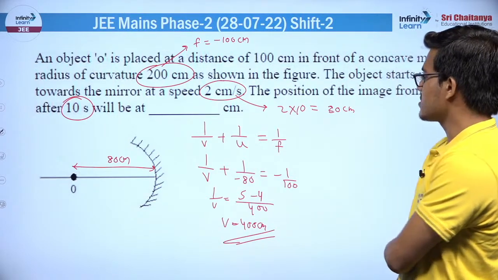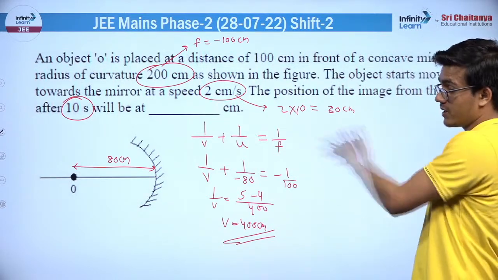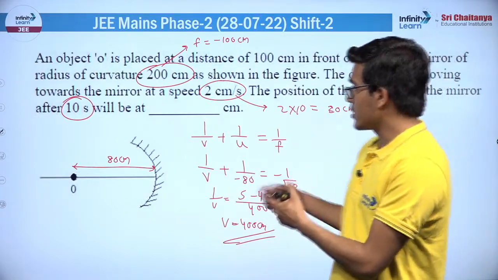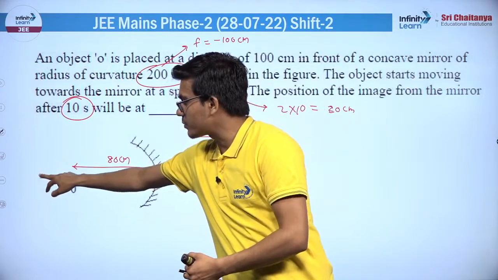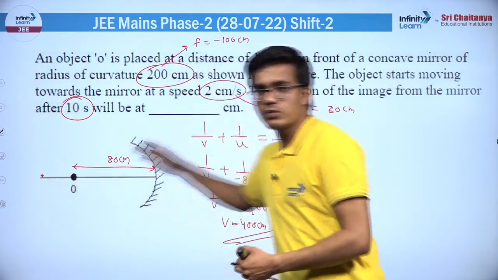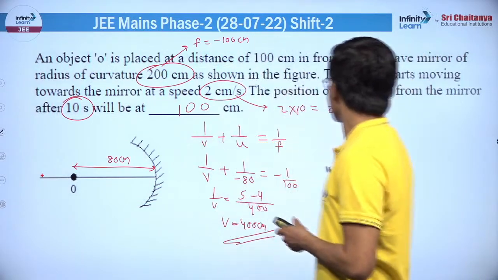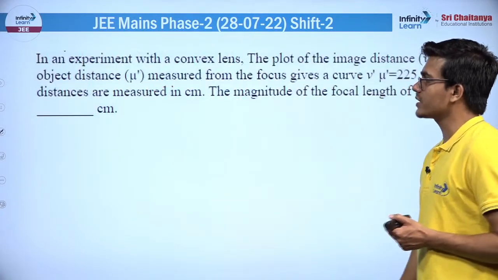400, 5 minus 4, yes, positive means virtual image, very far away. But obviously it has to be virtual because the focal length is 100 centimeter and you are putting the object between the focus and the pole, so the image has to be virtual, and the answer will be 100 centimeter. Moving to the next question.